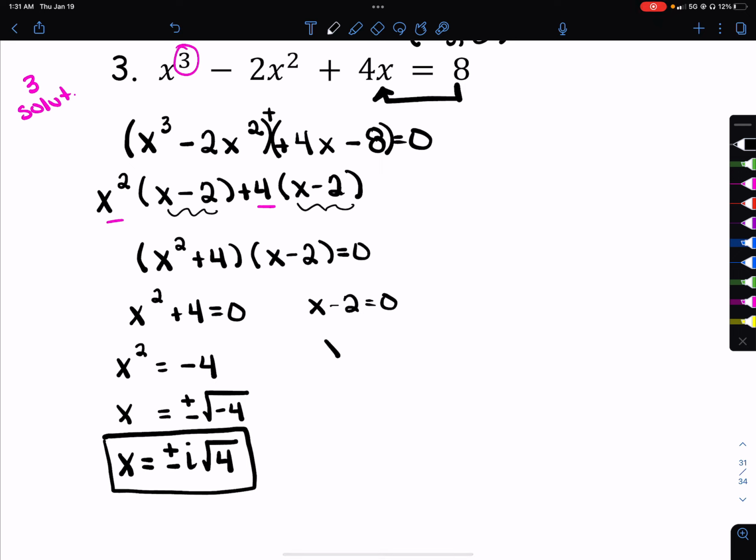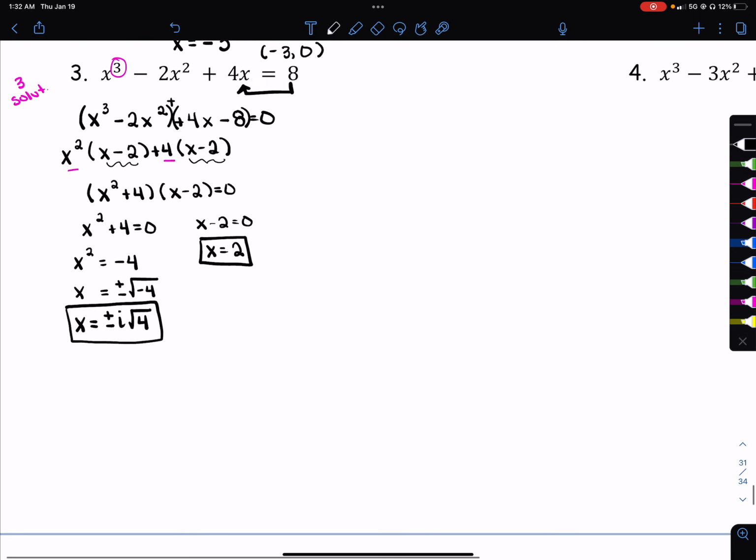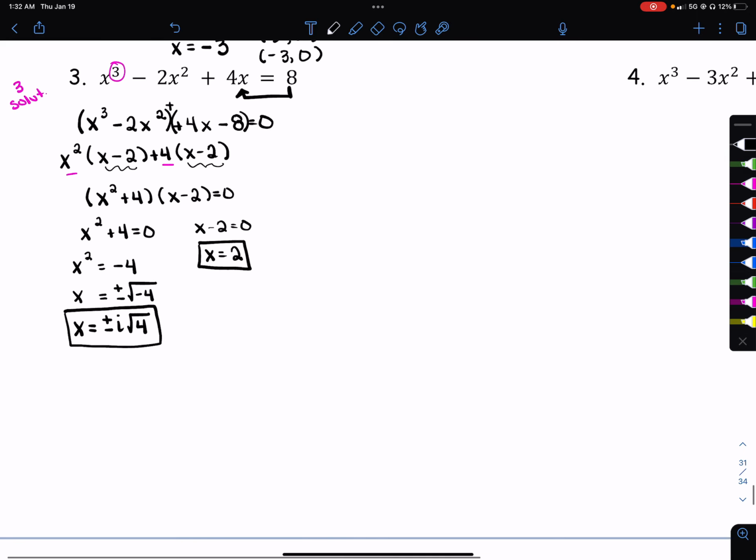This one here, this is easy. This is x equals 2. There's my third solution. Can't they all be that easy, right? So when we are writing out our 3 solutions, our 3 solutions are going to be x equals i radical 4, x equals negative i radical 4, that's the plus or minus, and x equals 2.